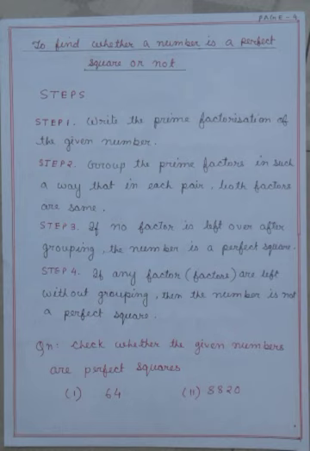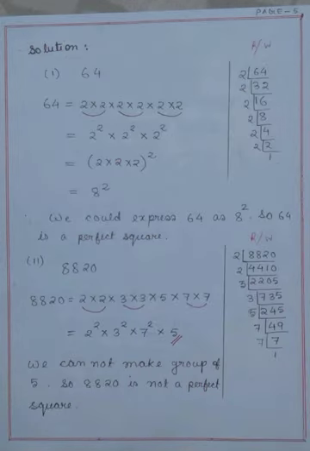So here, the question I have given: check whether the given numbers are perfect squares. Number 1 is 64 and number 2 is 8820. For the solution, question 1, I have to check if 64 is a perfect square or not. I have done some rough work on the right side.